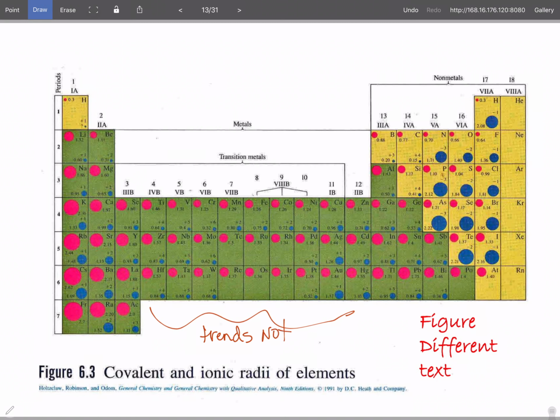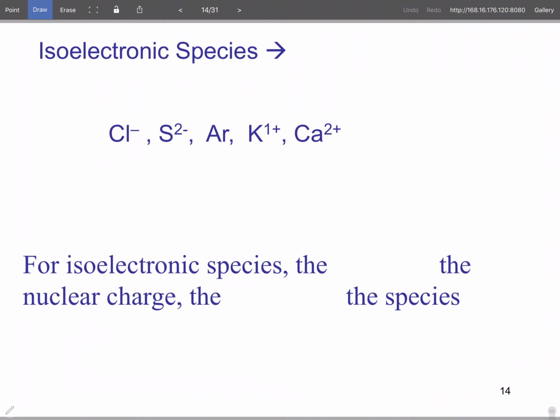And I'll just say trends, not trendy. So we stay within the representative elements because they work in the S's and the P's. Okay, so that's just another example. So we're back to the isoelectronic species, and remember, isoelectronic species have the same electron configuration.